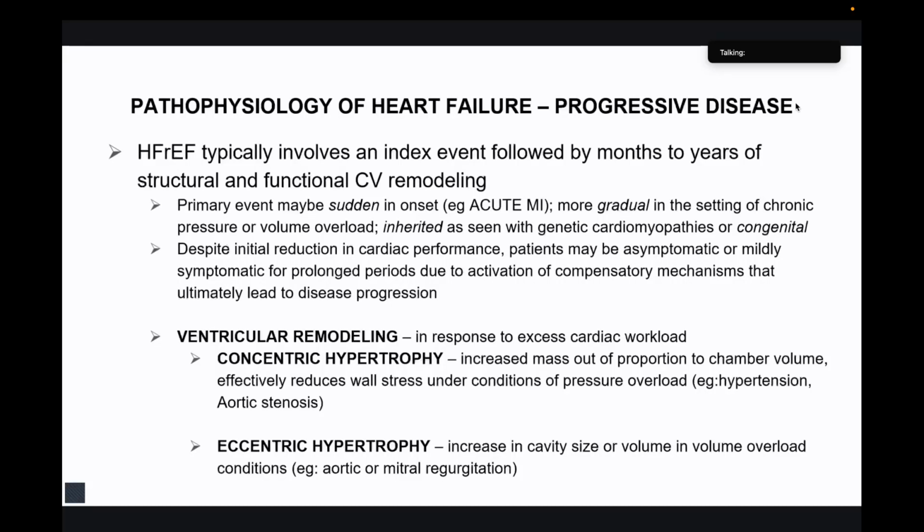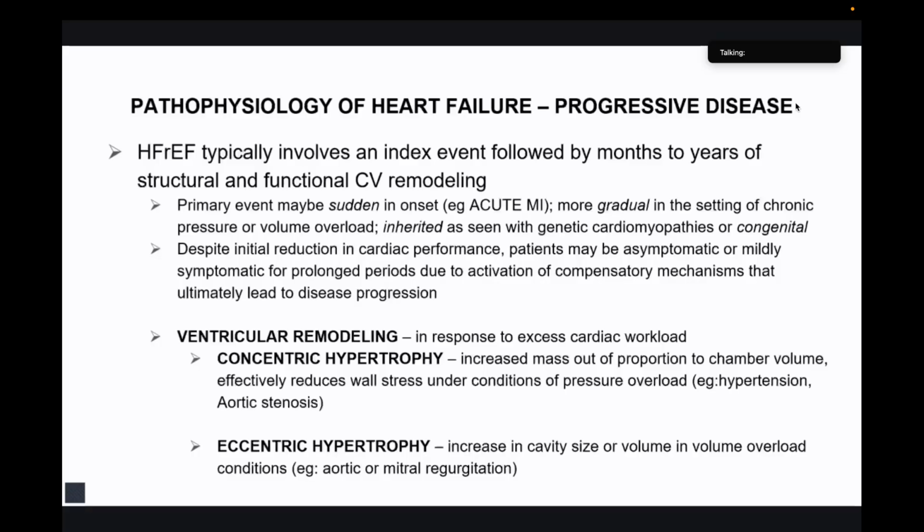Despite initial reduction in the cardiac performance, patients may actually be asymptomatic or mildly symptomatic for prolonged periods due to activation of compensatory mechanisms that ultimately lead to disease progression. So from the index event, the heart will start to remodel. Ventricular remodeling is in response to excess cardiac workload.